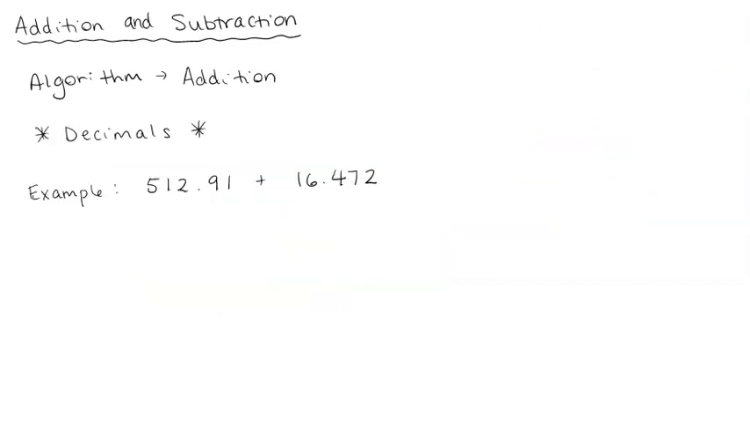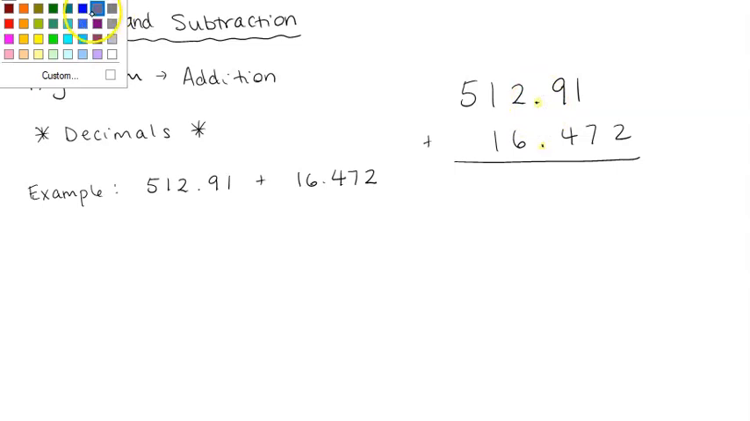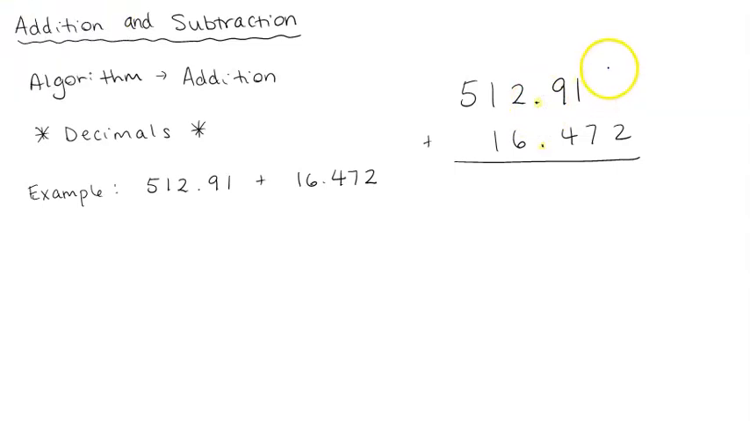So for example, let's say we have these two numbers and we want to add them together. This exact same algorithm or process applies. You're going to be stacking your numbers and lining them up. This time you're paying really special attention not to the end number, but to the decimal point. You want to make sure you've lined up the decimal point. If you've done that, then you'll have lined up numbers that are in the same column.